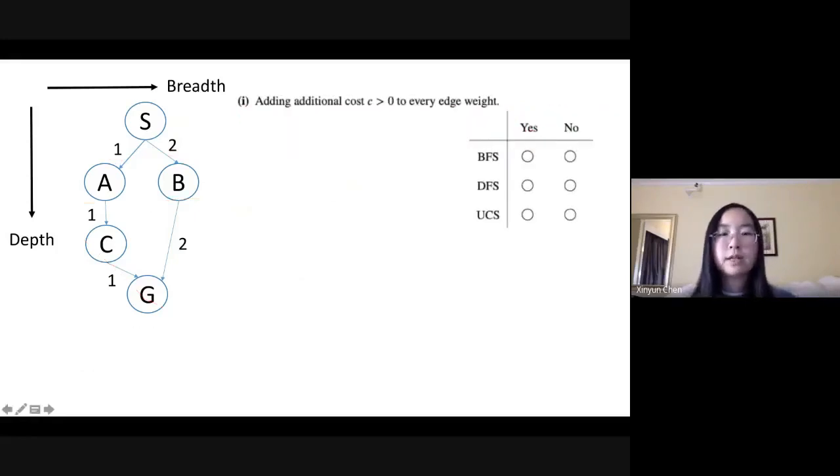Okay, based on these understandings, let's see whether the algorithm remains equivalent if we add an additional cost C to every edge weight. For BFS and DFS, for the purpose of this course, we usually ignore the edge costs when we perform these search algorithms. They are solely based on the positions of the nodes in a graph. So effectively, the answer for BFS and DFS is that it will always be equivalent.